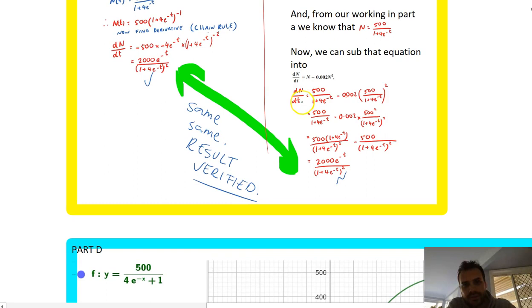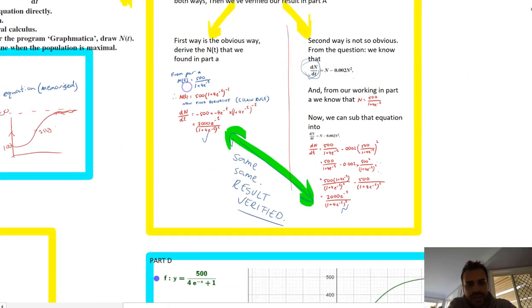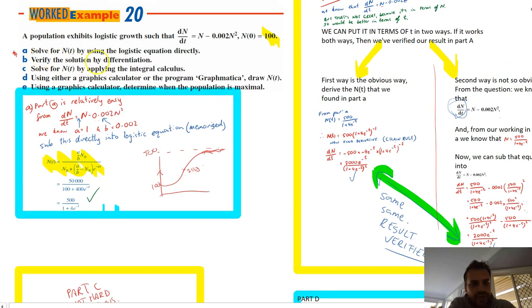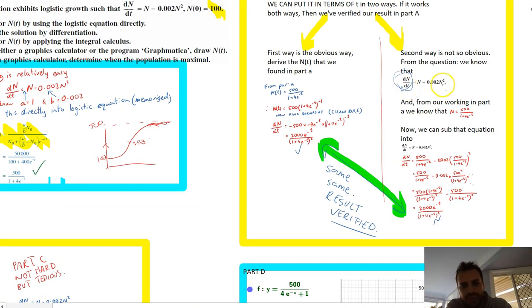All right, and this is really pretty straightforward. I've subbed it in for N there, I've subbed it in for N there, I've squared top and bottom, I've added the fractions by multiplying this one by 1 plus 4e to the negative t, top and bottom, and this is my answer in the end. Now, because they look the same, I can say that I verified this solution by differentiation. I verified this one by differentiation because I took it, I differentiated it, but then I also took the derivative function with respect to N, and I did it in terms of t so I could directly compare them. So that was part B.